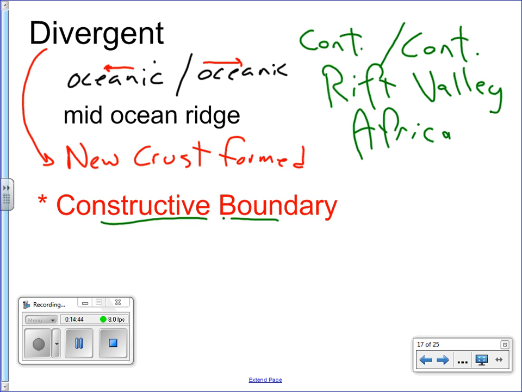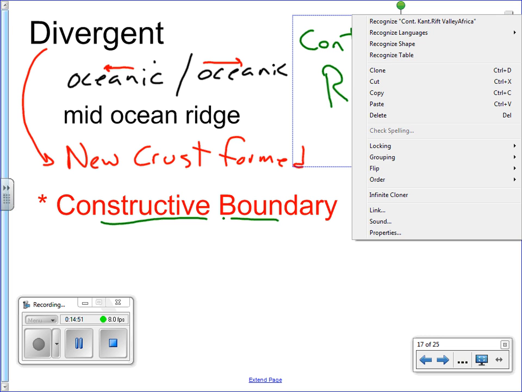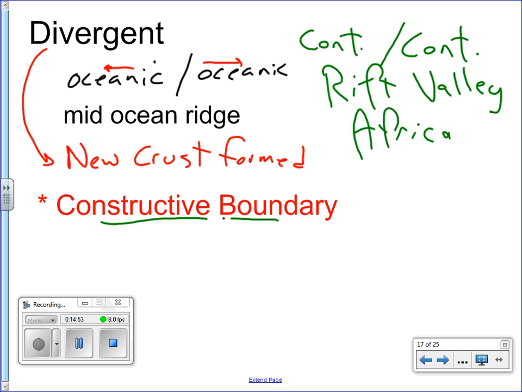If you have continental, so on land instead of under the ocean, we get something called a rift valley. And a good example of this, a rift valley, is found in Africa, the African Rift Valley, it's called. And again, there's volcanic activity where these two plates are being pushed apart. You might remember in class, we also looked at some Google Earth images, and so you can do that on your own time and identify some of these boundaries.